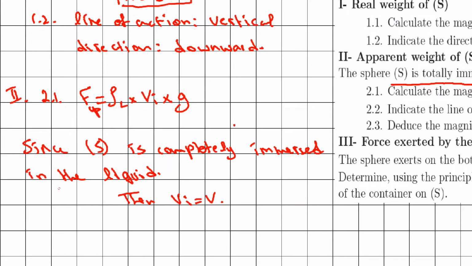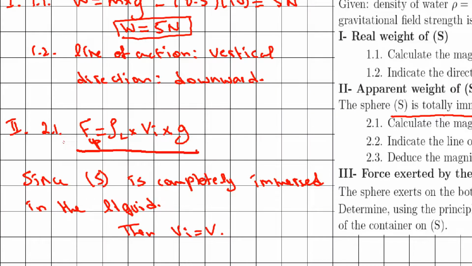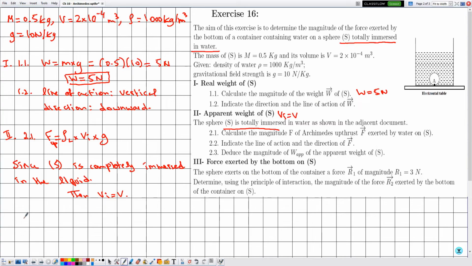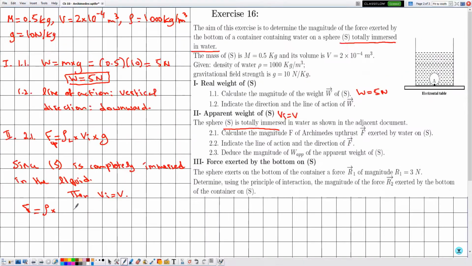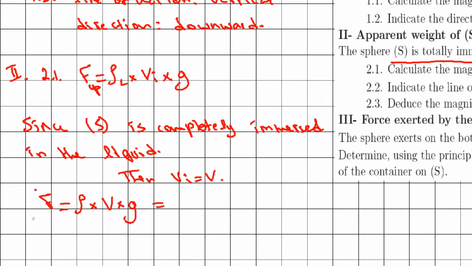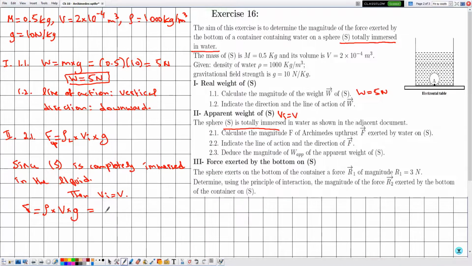Recall that they usually give a half a mark for this statement, so this statement is important. Now let's rewrite the expression of F replacing VI by V. So the magnitude of F, which is denoted by F upthrust, is equal to the density of the liquid, rho, times the volume of the immersed part, which is equal to the total volume, multiplied by G. No need to construct a triangle for this formula because this is the quantity that we want to calculate. Now the value of rho is given by 1000 and the value of V is given by 2 times 10 to the power minus 4 and the value of G is given by 10.